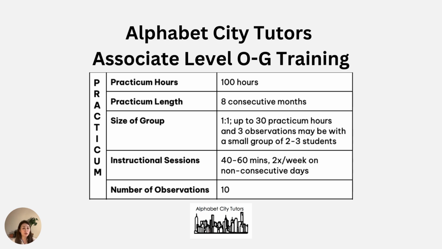For the size of the group, at the associate level, the work is really focused on one-on-one instruction. However, there is an allowance if you are working in a school and you have a small group and you want to be doing OG with that small group, then you may use up to 30 of your hours with that group and up to 3 of your 10 observations to be focused on your small group work. And the small group can be a group of 2 or 3 students. So it does need to stay very small so that you can still be doing that diagnostic and prescriptive teaching.